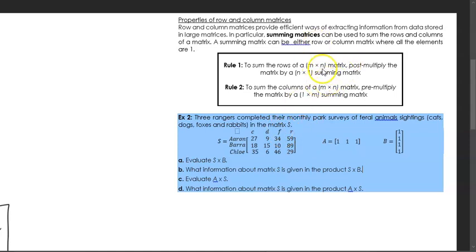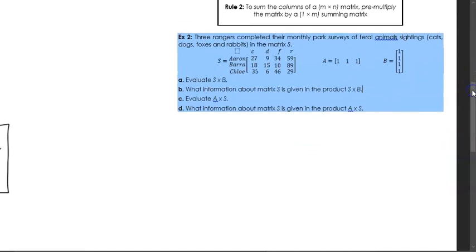In particular, when we do summing matrices, this can be used to sum the rows or the columns of a matrix. A summing matrix can be either a row or column matrix where all the elements that we are multiplying by are 1. So what does that mean? What does it mean by just all of them being 1?